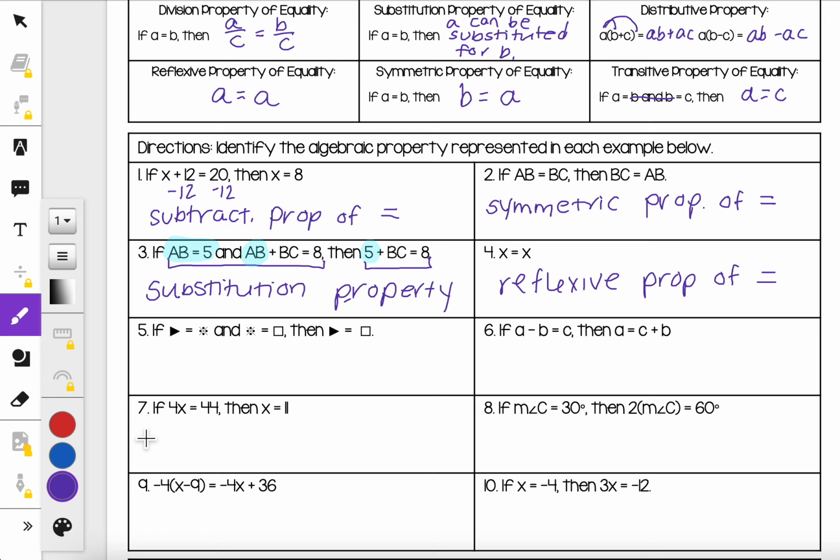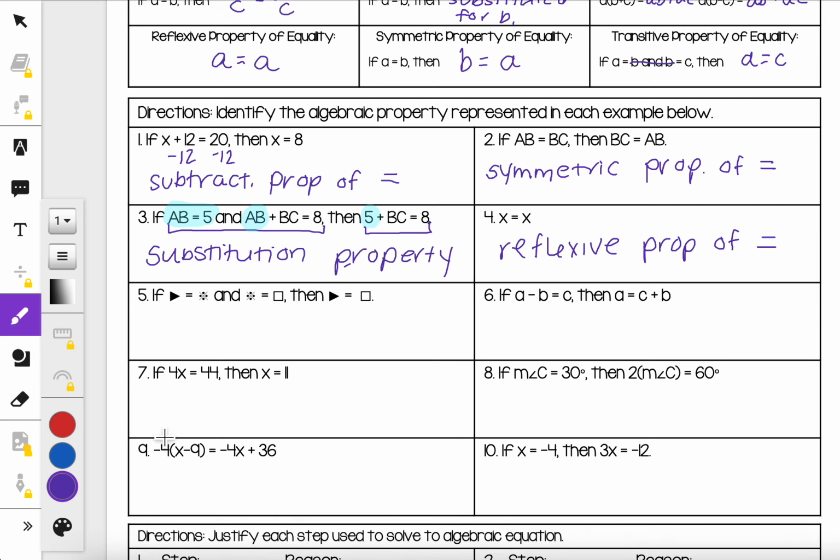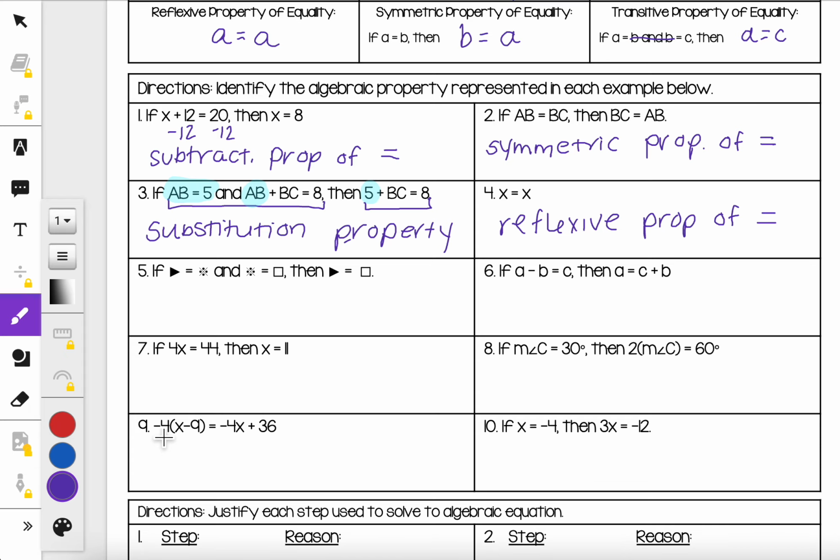Number 5 looks a little weird because we're looking at symbols, but these properties are true even if all of these symbols represent numbers. It would still be the same thing. So we have this triangle is equal to this cross with dots, and that cross with dots is equal to a square. So then we know that triangle is equal to a square. Here we can think of this as cutting out the middleman. This is our transitive property.